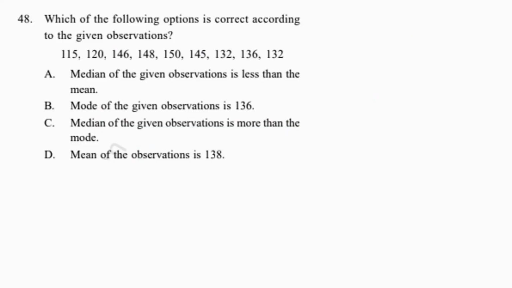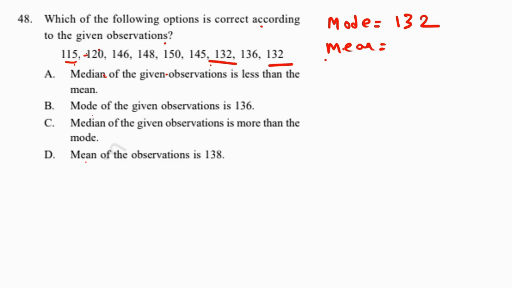Moving on to the next question, which of the following options is correct according to the observations given? As we can see in the options, all of them are based on mean, median, and mode. So let's first find out the mean, median, and mode of the given observations. Mode is the observation occurring the maximum number of times. So 132 is being repeated twice. That's the mode.